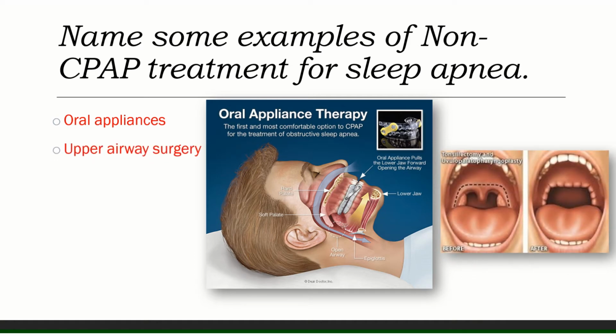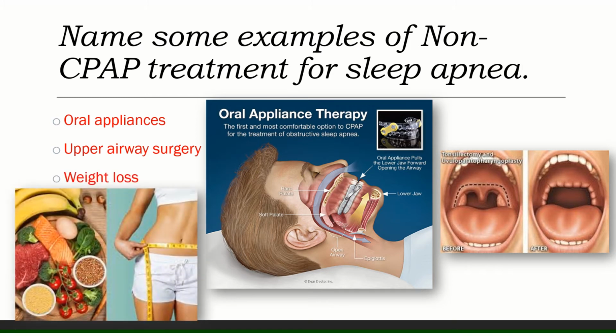All right, then we have upper airway surgery, where you see that the tonsils were removed. Think about tonsillectomy. Anything ectomy is the removal of something. So tonsillectomy, the removal of the tonsils. Okay. All right, and then weight loss. Put the patients on a diet, give them a couple months, and then give them the Hsat device and see if it worked.